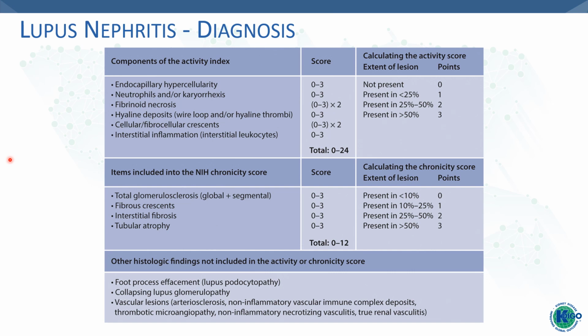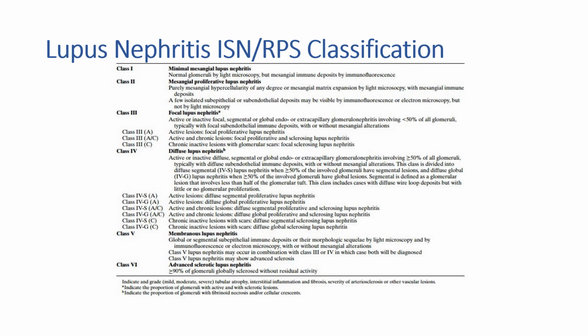You may find other histological findings in patients with lupus and lupus nephritis rather than those present in the activity index and chronicity index, such as lupus podocytopathy by the presence of foot process effacement, collapsing lupus glomerulopathy, and many other vascular lesions. According to lupus nephritis pathological classification, we have 6 classes.